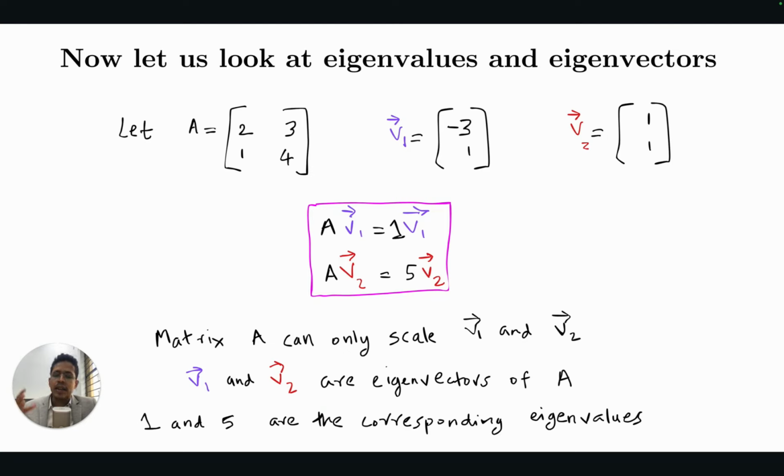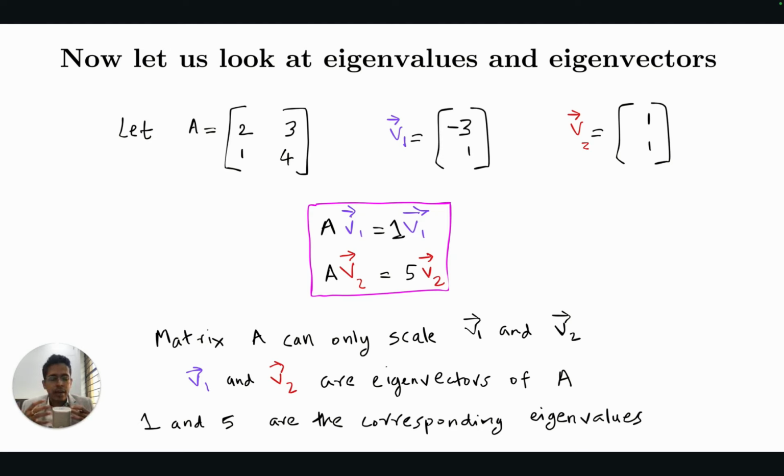So if A is a transformation matrix, those vectors that can only be transformed via scaling are the eigenvectors of that particular transformation matrix. And the factor by which this scaling happens, it can be a positive number, a negative number, it can be greater than 1, less than 1. But the factor by which this scaling happens is the corresponding eigenvalue.